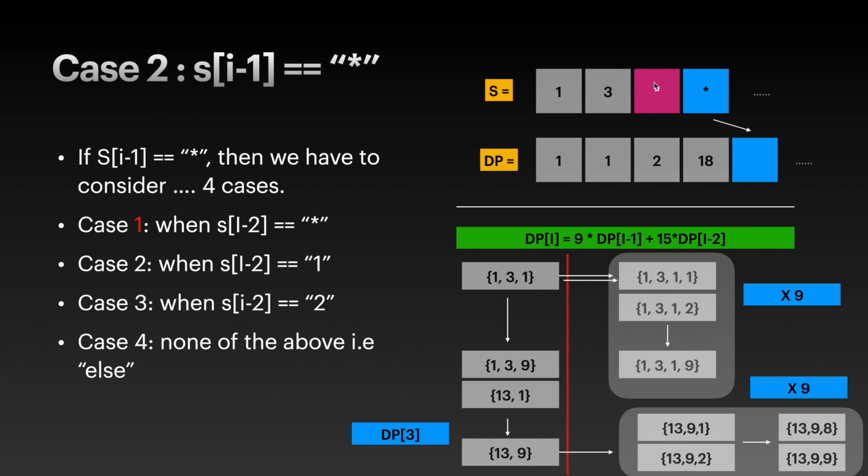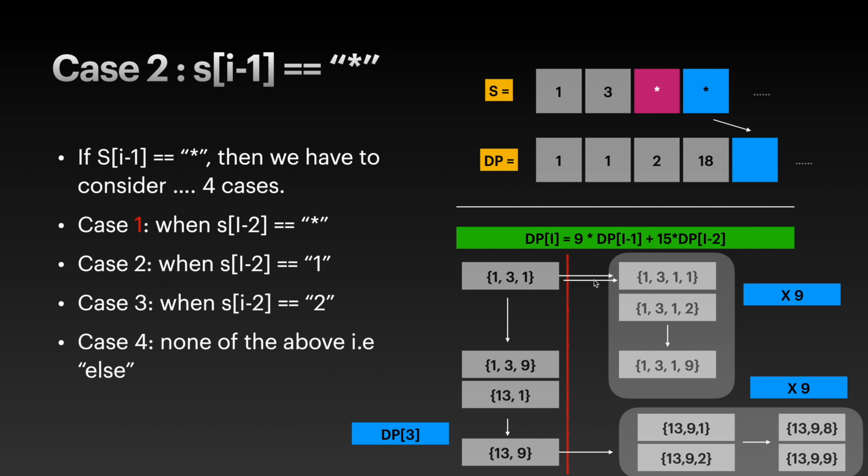Now let's look at this part first. Why do we have 9 times dp of i minus 1? So for dp of 3, what do we have? We can have 131, 132, 133, all the way to 139, right? And then we have 13 and 1, 13 and 2, all the way to 13 and 9. So that's why we have 18. dp of 3 is 18 right here.